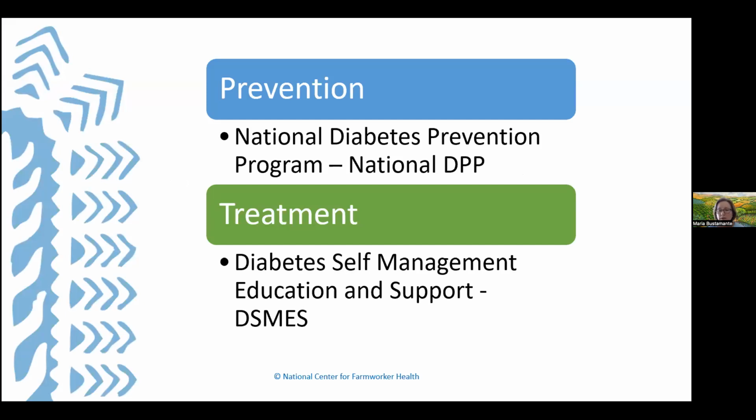So think about what you are doing to improve diabetes outcomes right now. I'm sure you're already working on so many different things. They can be kind of put in two different buckets, right? We have prevention and we have treatment.